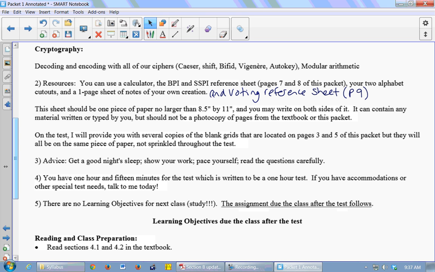It can contain any material you want, written or typed by you, but you have to write it or type it. Okay, it shouldn't be a photocopy of pages from the packet or the textbook or a photocopy of someone else's sheet. Sort of my way of forcing you to study and write everything down that you know. That's fine. Yep. I just want you to write it.